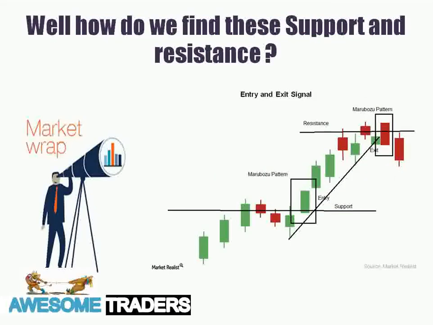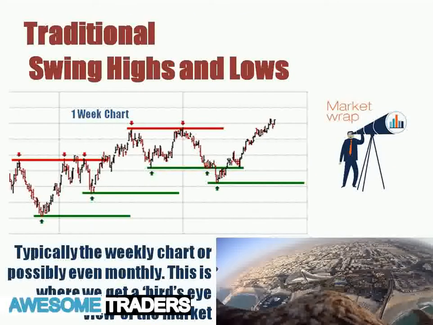How do we find the support and resistance levels? Well, there are ways. Number 1, traditional swing highs and lows. Perhaps the most important support and resistance levels, because these are levels that we find by zooming out to a longer time frame, typically the weekly chart or possibly even monthly. This is where we get a bird's eye view. What we want to do is simply identify the obvious levels where price either reversed higher or lower and just draw horizontal lines on them.